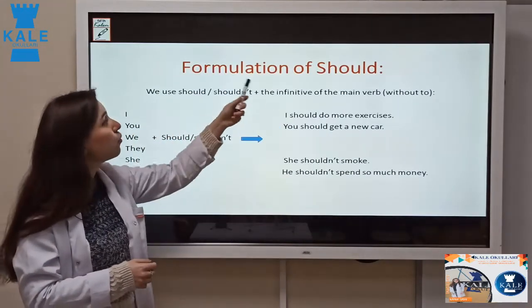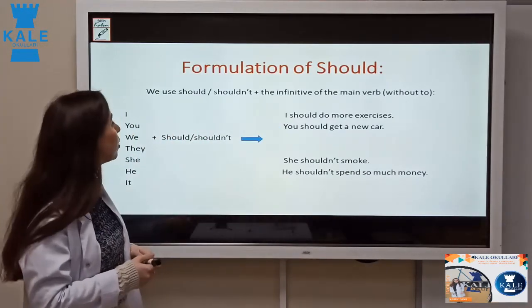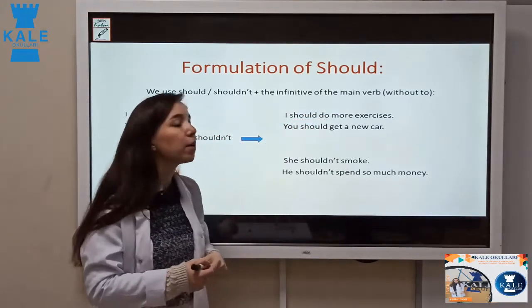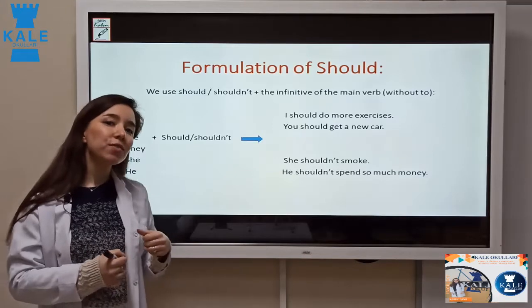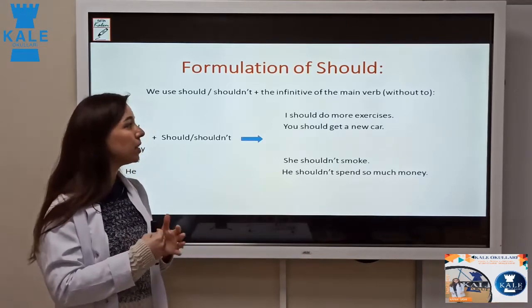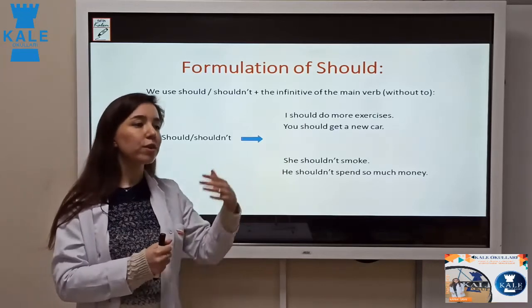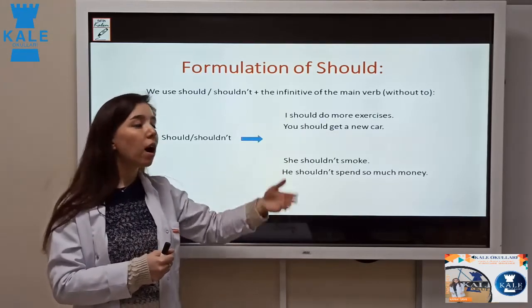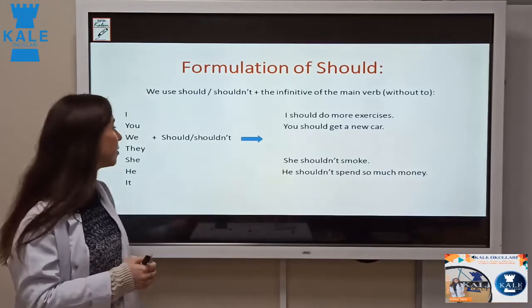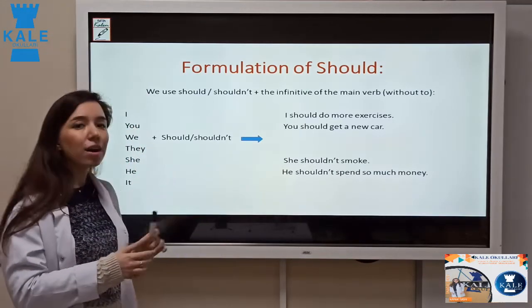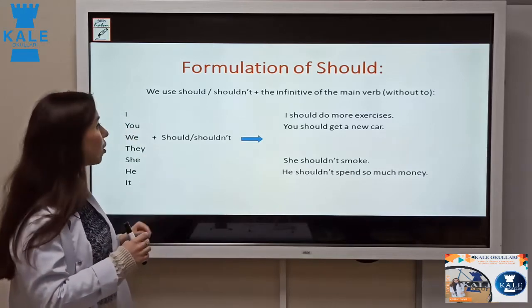So, how is should formed? The formula is like this: should or shouldn't, plus the infinitive of the main verb. What is an infinitive? In the last videos we talked about it. The infinitive is the verb, sometimes with to, sometimes without to. For example, run, go, call, listen, they are infinitives. Look here, we have I, you, we, they, she, it, all of them. There is no difference. That's our infinitive here.